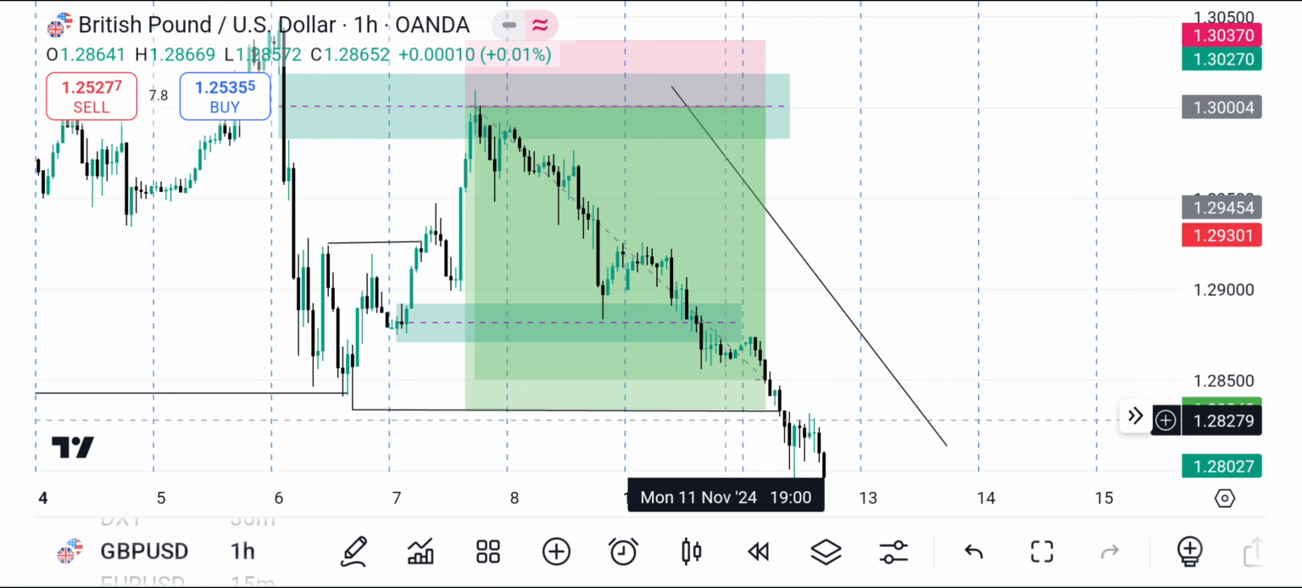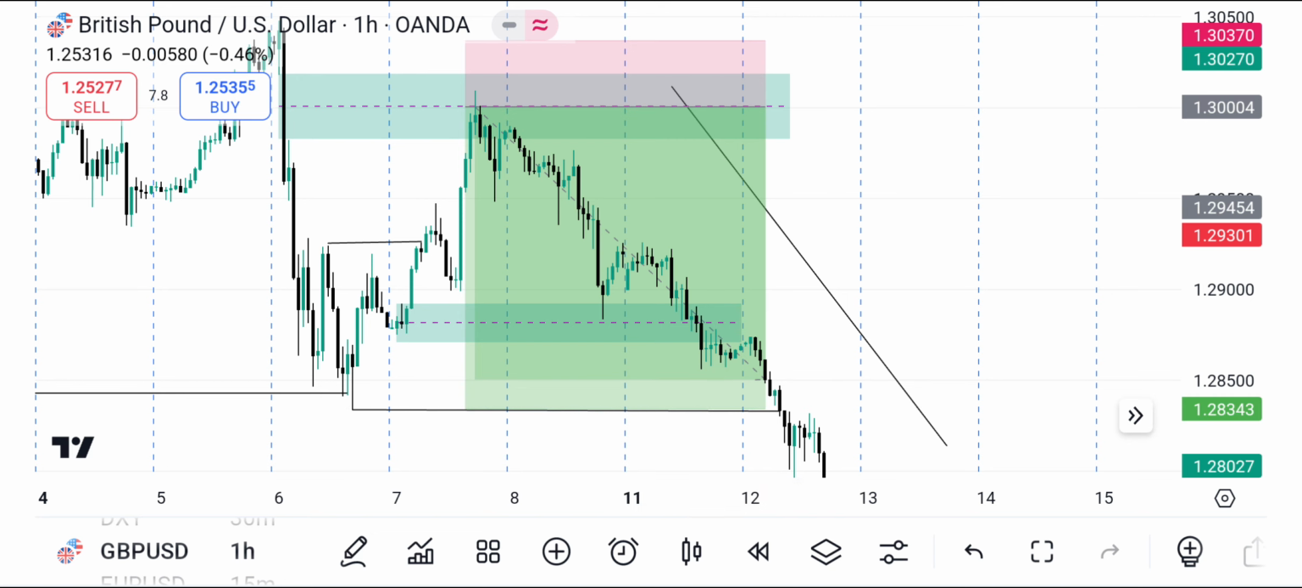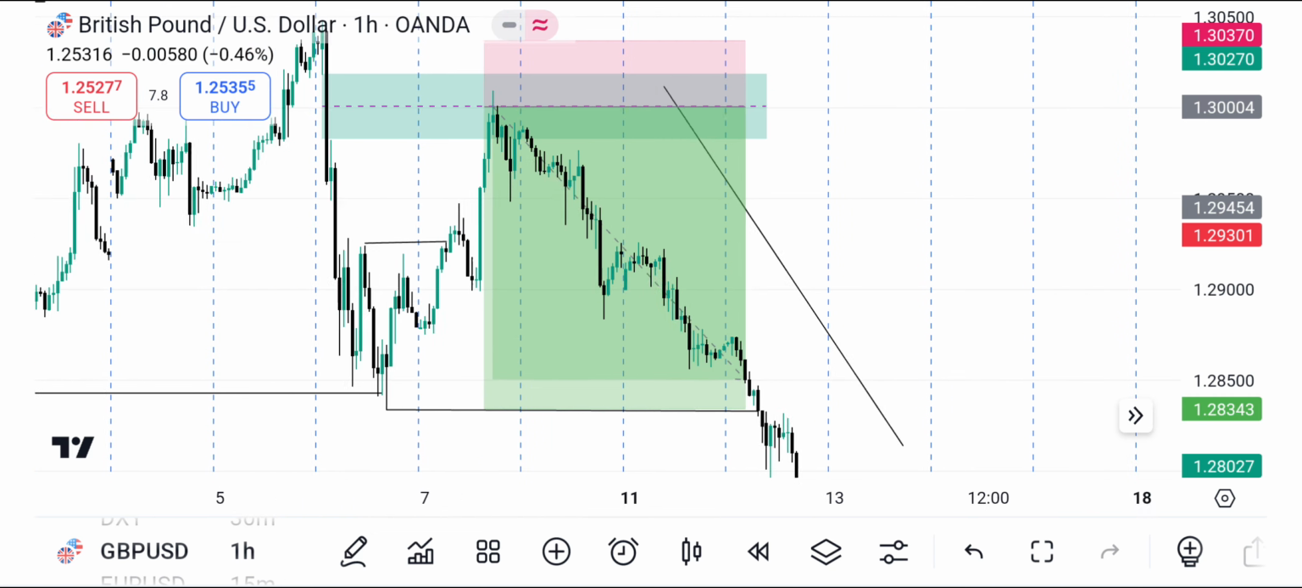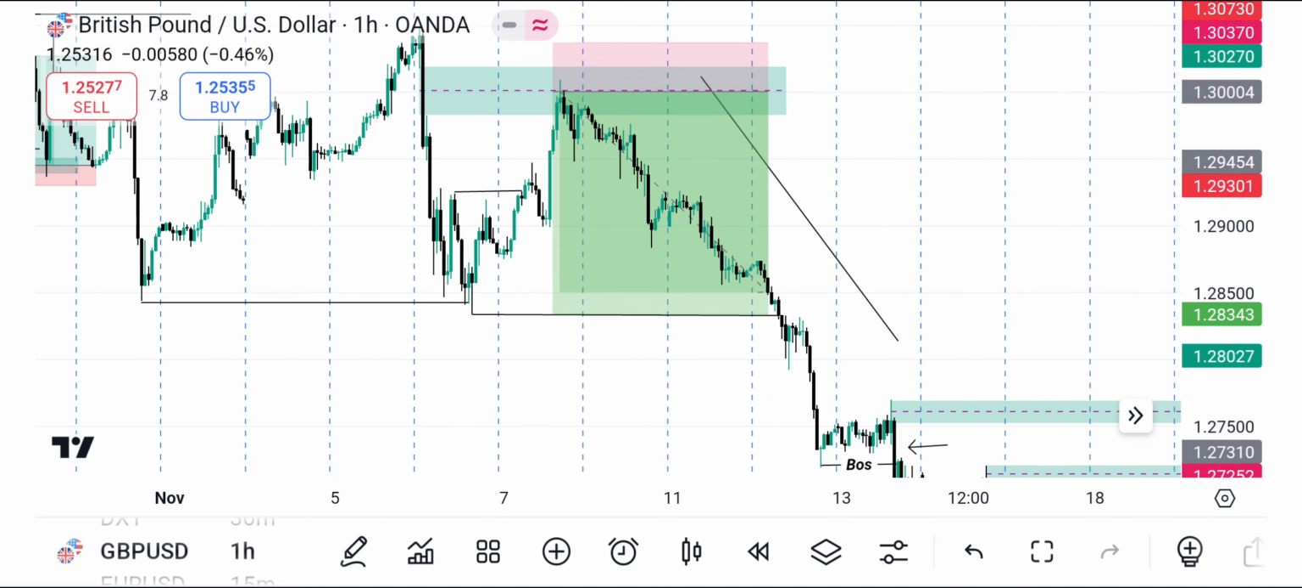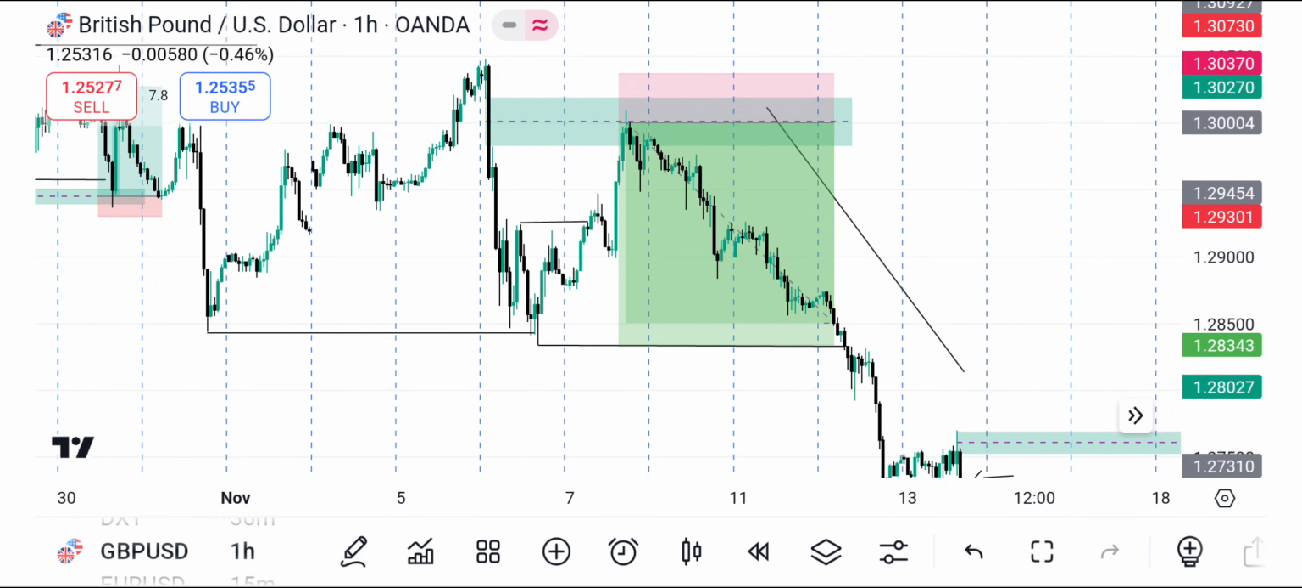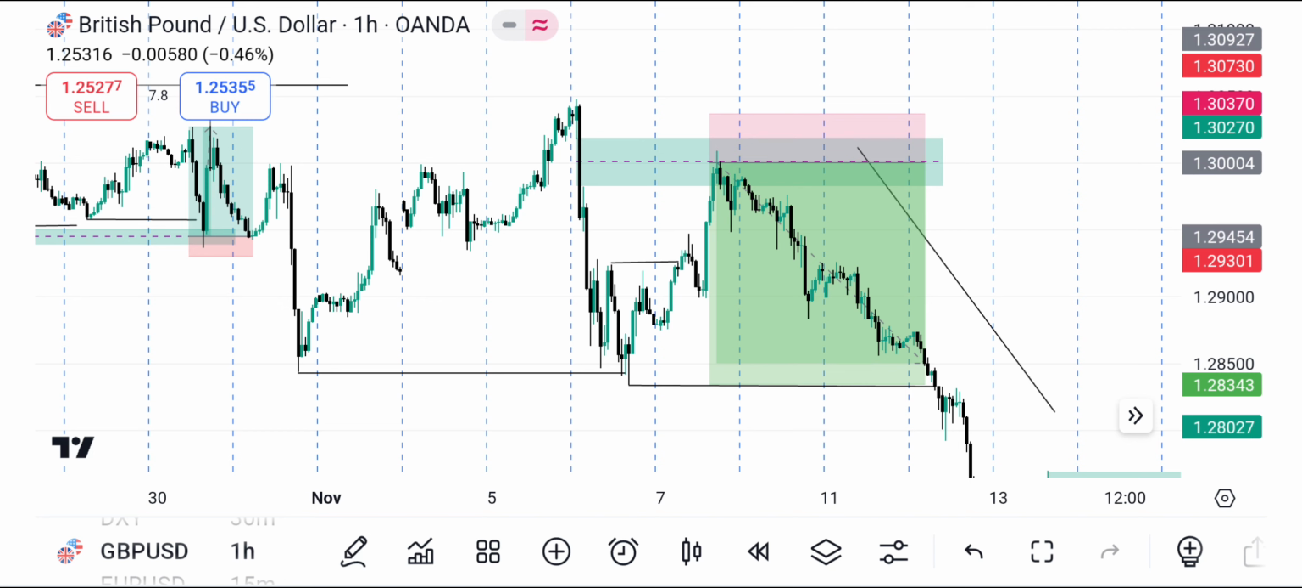So all I'm saying is that you shouldn't be trading against the trend, okay? If the market is in a downtrend, always be looking for selling opportunities. And the same thing applies if the market is in an uptrend, you should always be looking for buying opportunities. So I hope you learned one or two things I just shared with you.